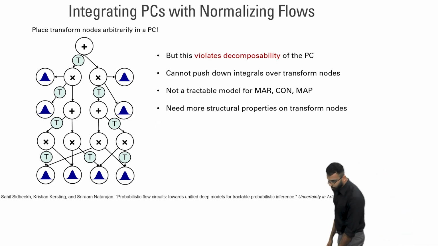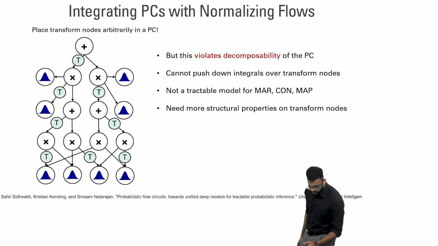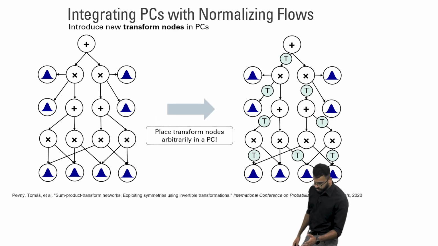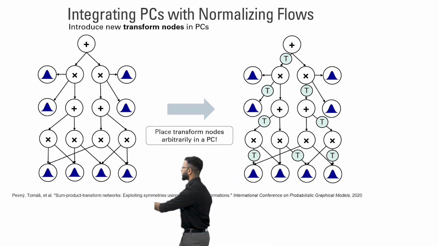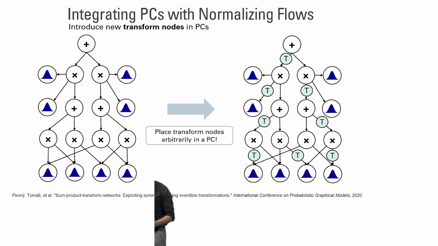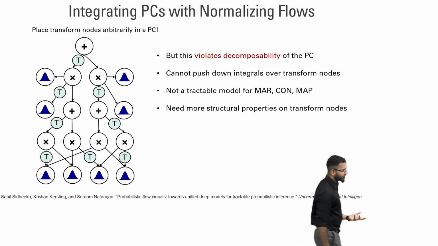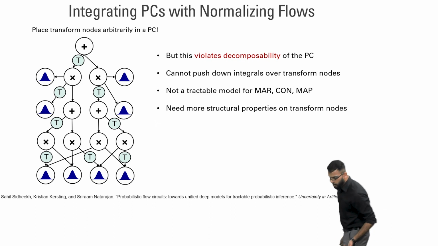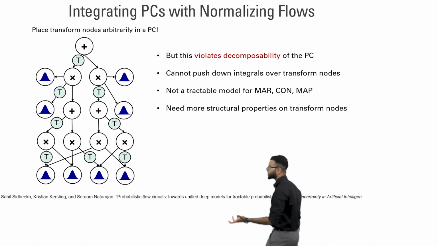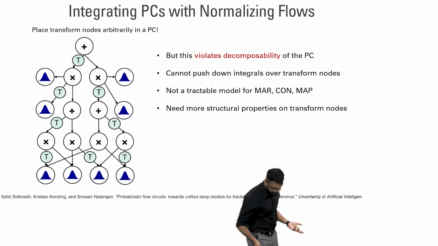There's no free lunch. So we tried to study this problem. There was a paper in PGM that proposed this hybrid model in which you arbitrarily place transform nodes in a circuit, right? But when we studied this, we realized that when you build such a hybrid model, it is not really tractable for the things that a PC is tractable for. It can still only do evidential inference. You cannot do marginals and conditionals over such a hybrid model, right?